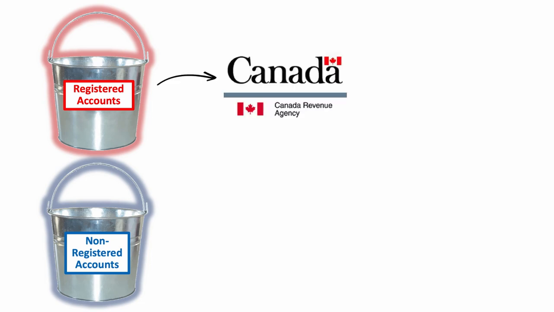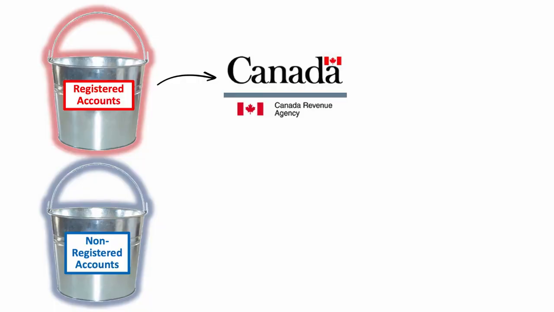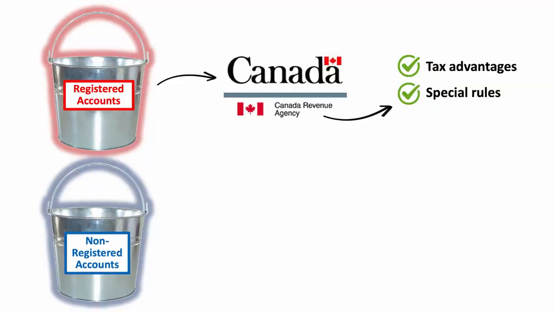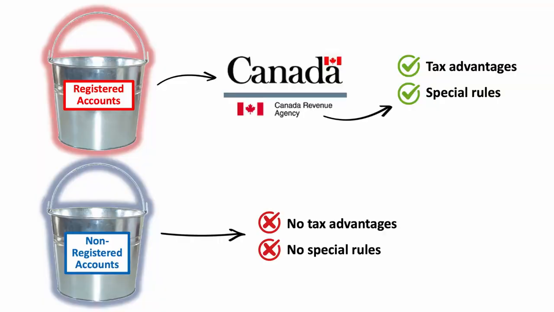So government registered accounts are accounts which are registered with the Canadian Revenue Agency. The CRA is the body in Canada that answers for all things tax. And because you're holding your money and your investments in these accounts, you get special tax advantages as long as you comply with special rules. Meanwhile, non-registered accounts are exactly as they sound like. They're not registered with the CRA, and because of this, you don't have any special incentives, but then you also don't have to follow any kind of rules.